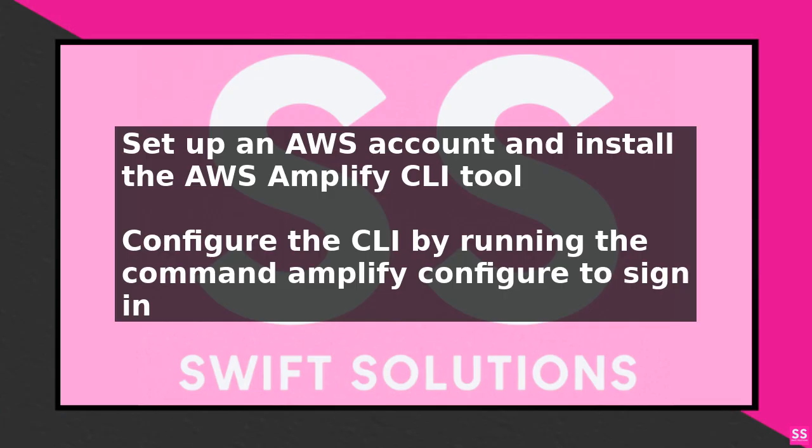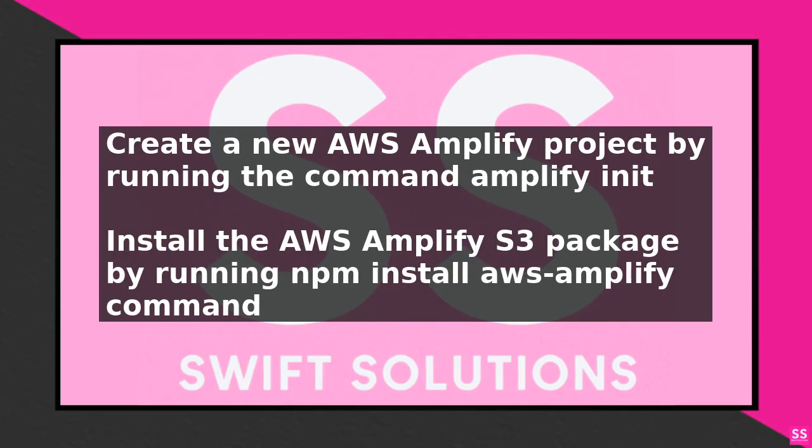This will prompt you to sign in to your AWS account and create a new IAM user. Next, create a new AWS Amplify project by running the command amplify init. This will set up a new Amplify project in your current directory. Then, install the AWS Amplify S3 package by running the command npm install aws-amplify or yarn add aws-amplify.